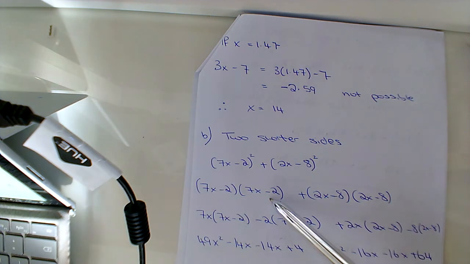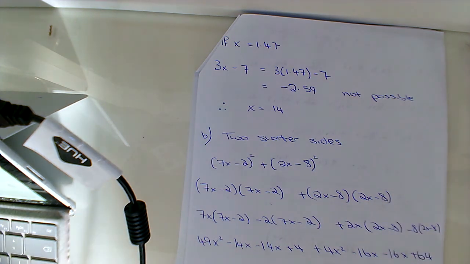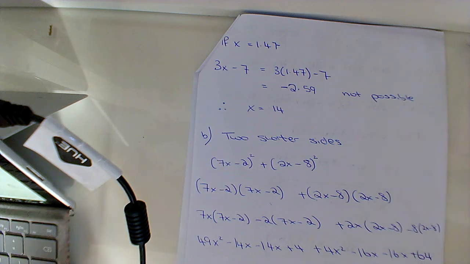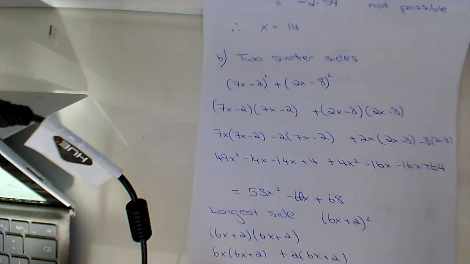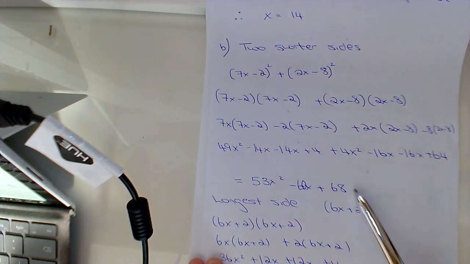So I take my first term times everything in the second bracket, my second term times everything in the second bracket. So 7x times 7x gives me 49x squared. 7x times minus 2 is minus 14x. Minus 2 times 7x is minus 14x. Minus by minus gives me plus 4. 2x by 2x is 4x squared. 2x by minus 8 is minus 16x. Minus 8 by 2x is minus 16x. And minus by minus gives me plus 64. I then tidied all of that up, and I was left with 53x squared minus 60x plus 68.